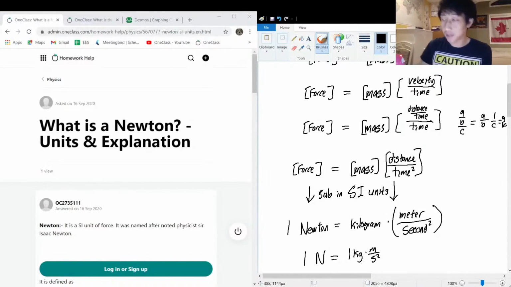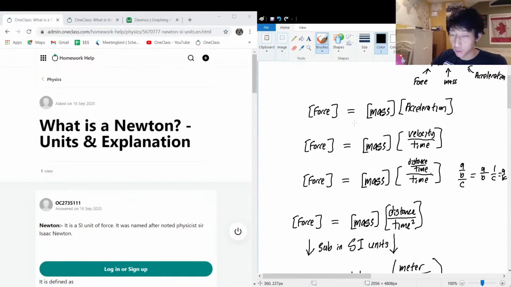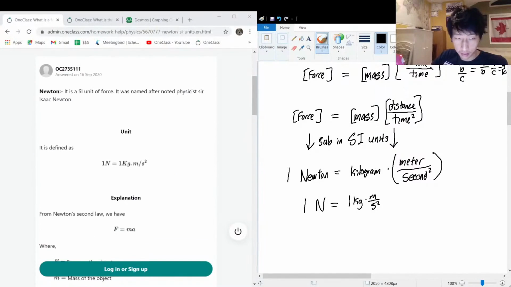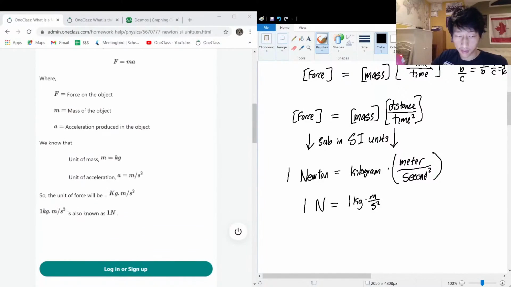Okay, so that's the units of a Newton. It all came from Newton's second law, force equals mass times acceleration. Once we have that, we can derive the units just knowing what mass and acceleration are, and we can break down newtons into its base SI components: kilogram meters per second squared, and it comes from F equals ma.